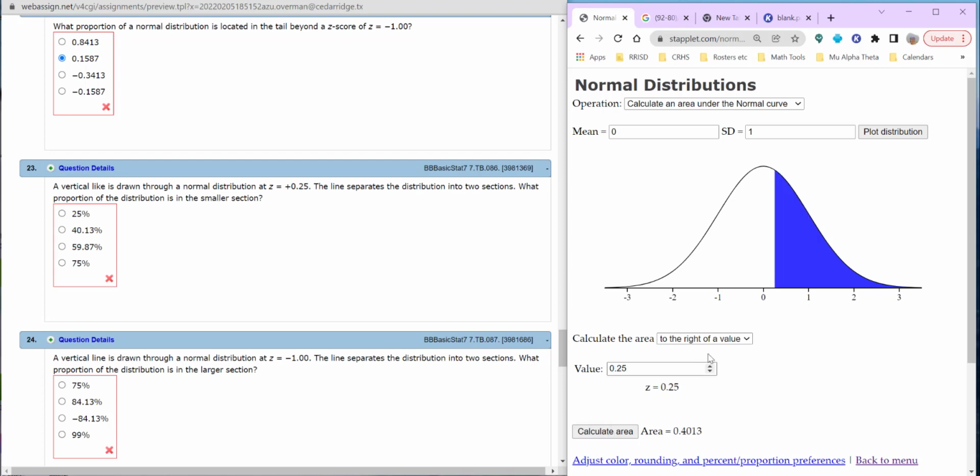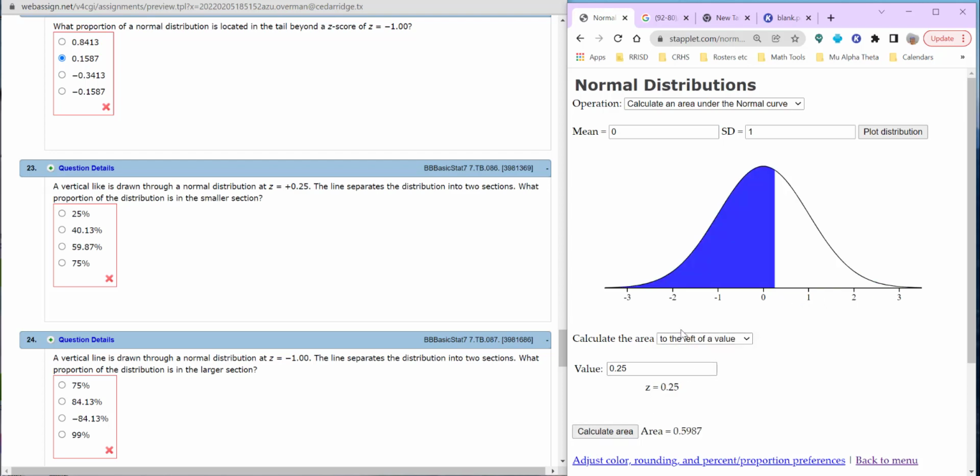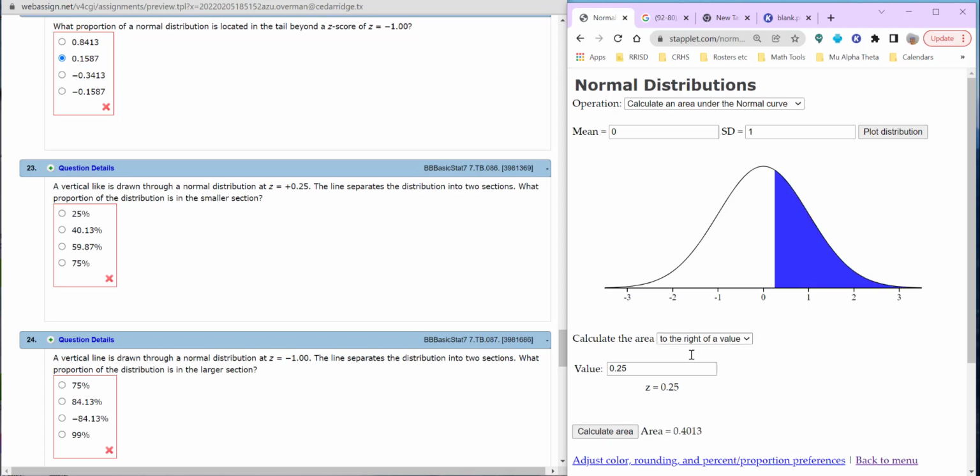Let's calculate area. Okay, I have 40% here. If I did to the left, I would have 59%. So you can see the smaller one. And it probably makes sense. It's to the right because it's above average. So this is a smaller piece. So I'm going to go for 40.13%.